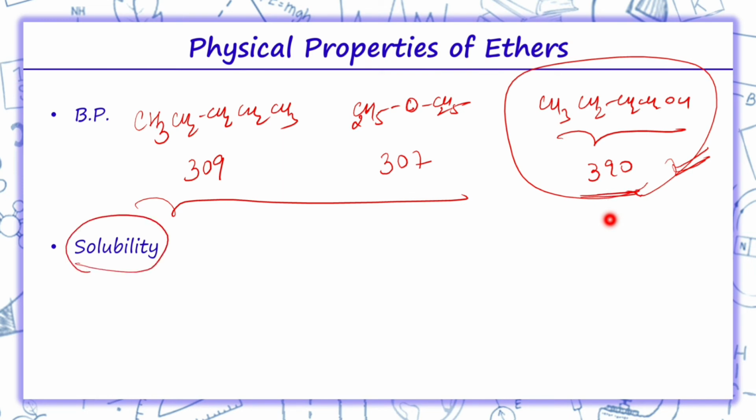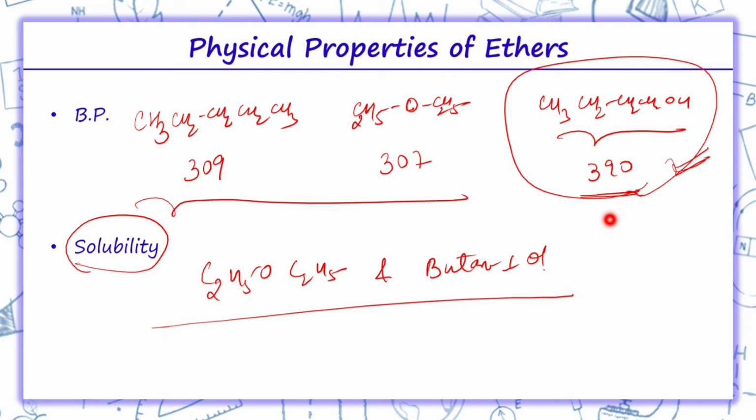Now coming on to solubility. Miscibility of ethers with water resembles that of alcohols. Like we have ethoxyethane and we have butan-1-ol. These both are miscible to almost the same extent.